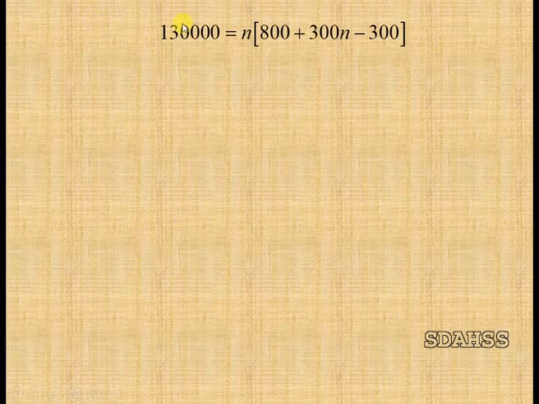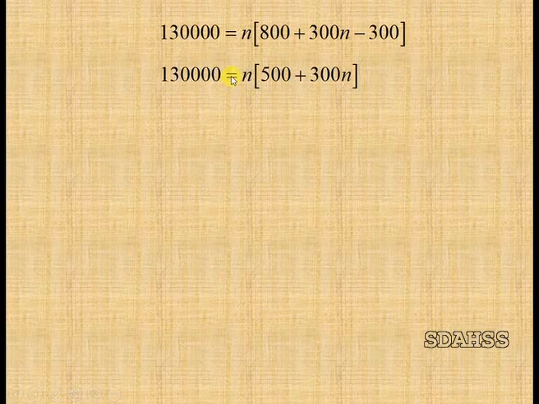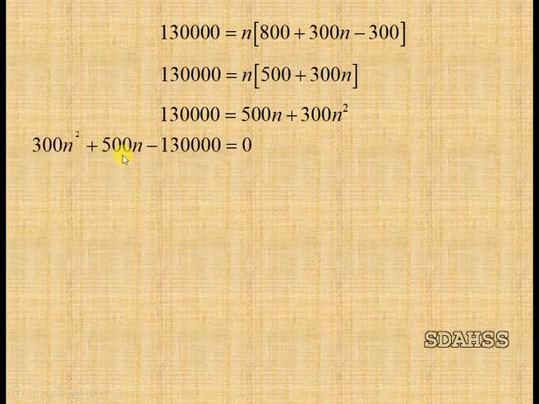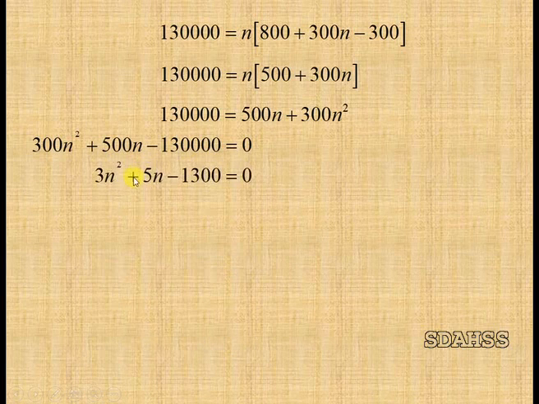So you have 1,30,000 is equal to n into (800 plus 300n minus 300), which is equal to, keeping the left hand side as it is, n into (500 plus 300n). Multiply the n inside the bracket, so you have 500n plus 300n square. You bring the left hand side 1,30,000 to the other side, it becomes negative, so you have 300n square plus 500n minus 1,30,000 is equal to 0. Multiply the whole equation by 100, so you have 3n square plus 5n minus 1,300 is equal to 0.